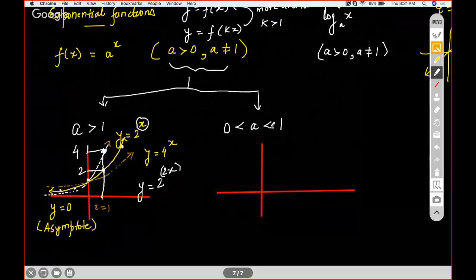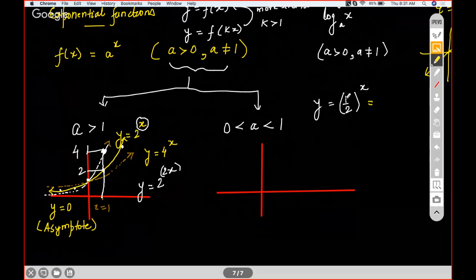Now let's go on to the base being between 0 and 1. So let's choose half to the power x. Now, given that you know the y equal to 2 to the power x graph, can you produce the graph of y is equal to half to the power x without replotting it? When we did the logarithms graph, it was the mirror image of this. So would that also be the case here?